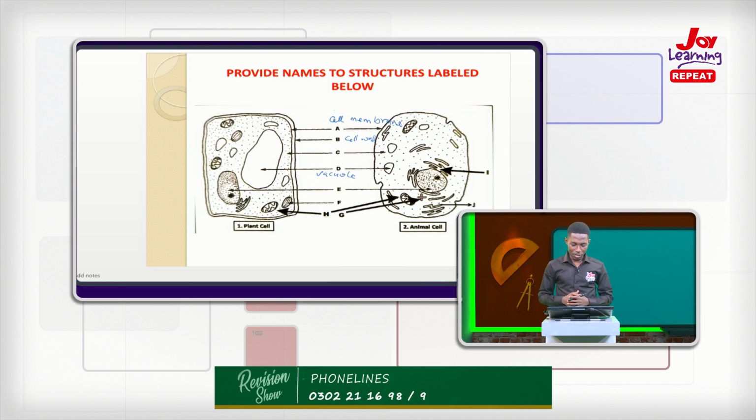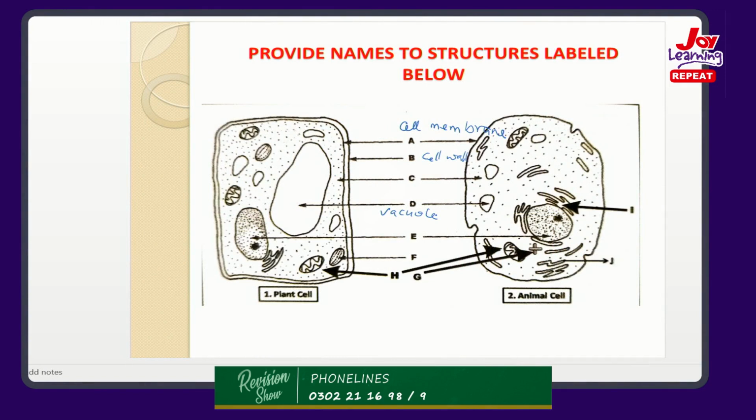Next, is there anyone who can help? The D is the vacuole. Yes. And E is the nucleus. Look at it well again, the position. Is it E? After D, we have E.